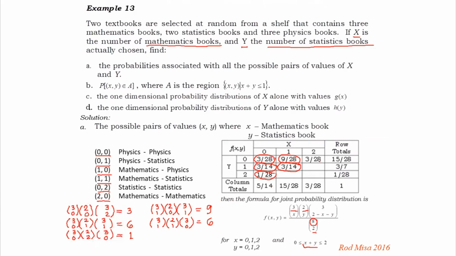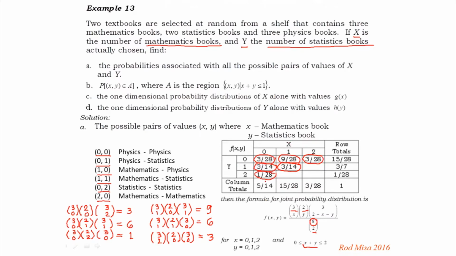However, when your x is 2 and your y is 0, this means that your 2 books must be taken from the mathematics books here. Thus, you don't have statistics book as well as physics book here. So 3 taken 2 is 3, and 2 taken 0 is 1, times 3 taken 0, which is 1. So therefore, the product must be 3. Hence, the probability value is 3 over 28 when your x is 2 and your y is 0 here.